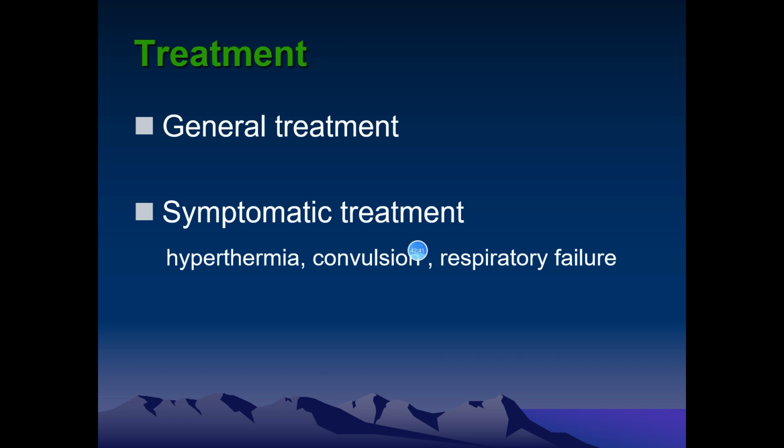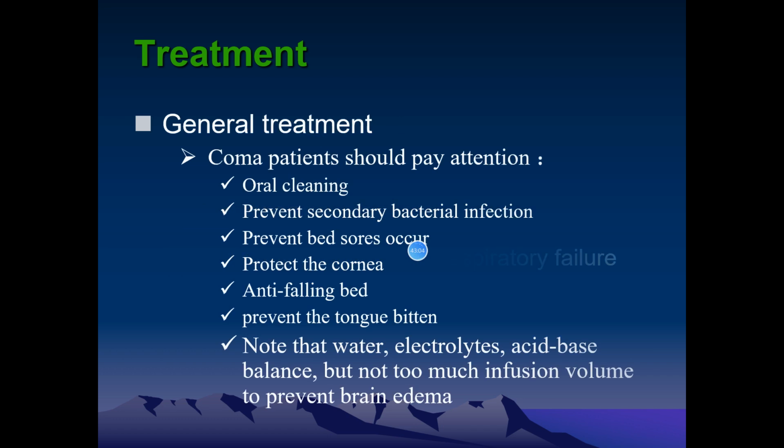So we should know how to treat this disease. We should describe it in general treatment and symptom treatment. The symptoms like hyperthermia, convulsion, respiratory failure. Okay, the general treatment. Therapy for Japanese encephalitis is symptomatic as no clear effective antiviral agent exists. There is no transmission from person to person, and therefore patients do not need to be isolated.